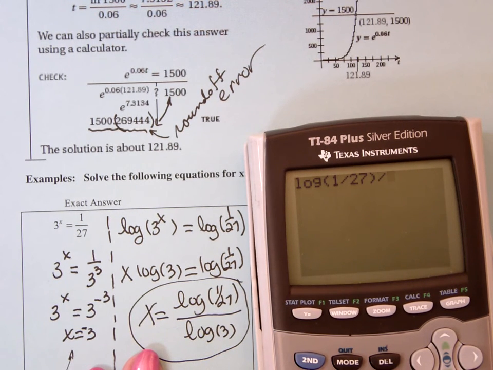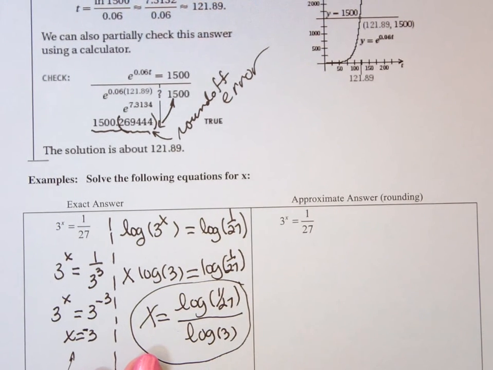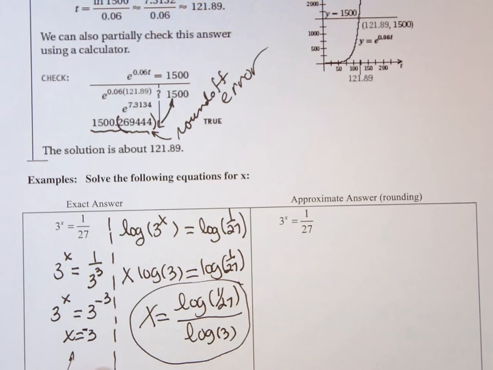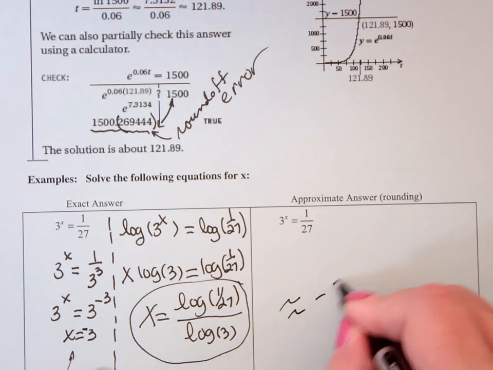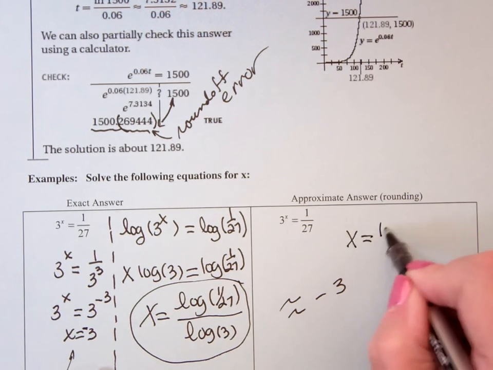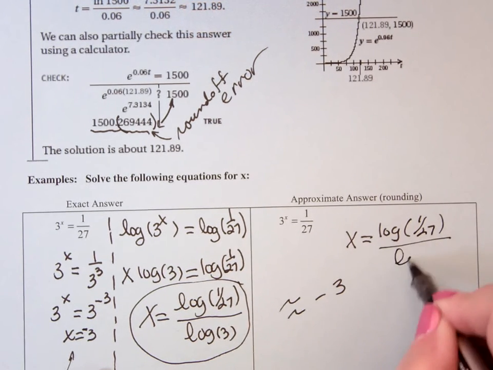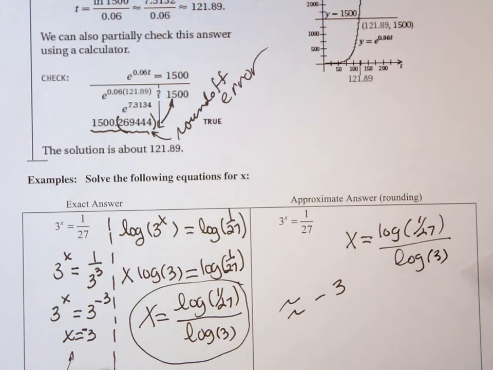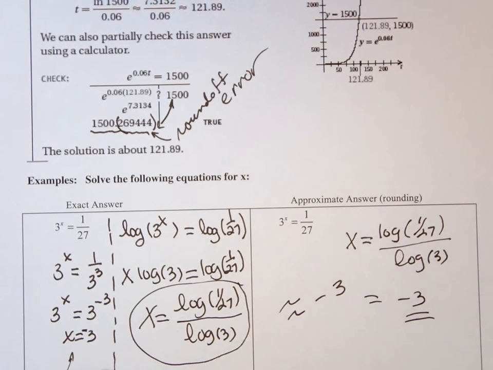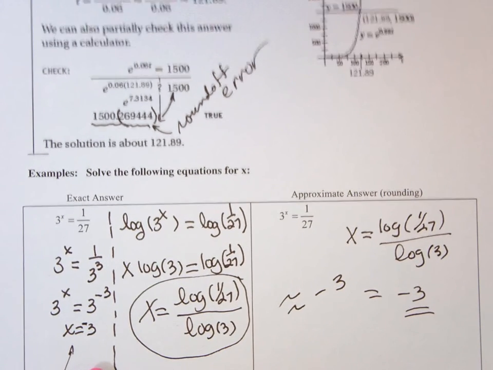Log of 1/27 divided by log of 3. It's -3. Who would have thought that? So the approximate answer is also -3. And that's taking this and calculating it out. So it's an exact and an approximate answer. We're going to have to take a look at that problem again. I don't like that problem.